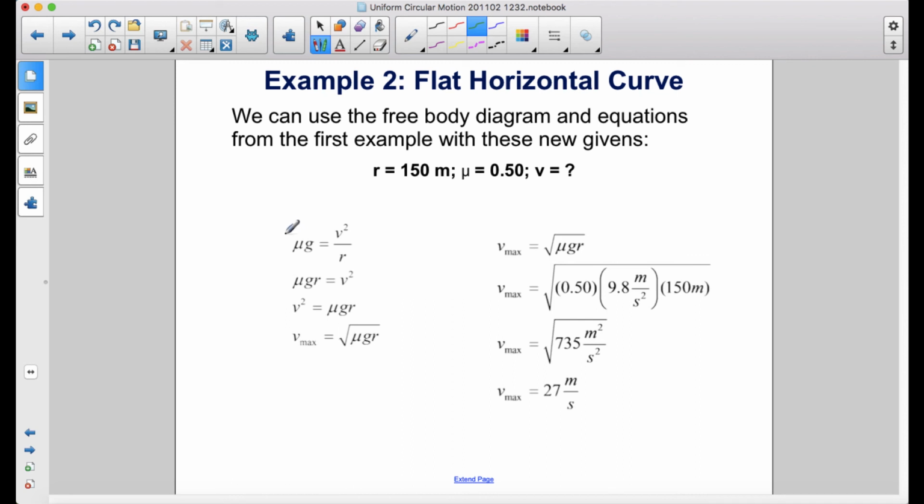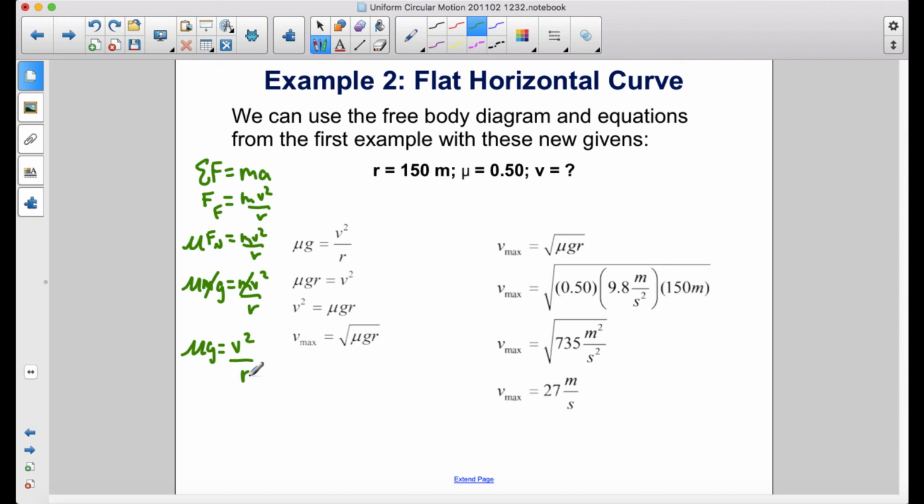Alright, so we can start with our equation that we had earlier. If you're like, wait, where'd this come from? This was because we had F equals ma in the x direction. There was only the force of friction, and our acceleration is v squared over r. The force of friction is mu times the normal force, and that equals mv squared over r, and our normal force is mg. So we have mu mg equals mv squared over r, and then we can cancel out the m's, and that gives us mu g equals v squared over r. And that's where we pick up here, so that's the same as that.